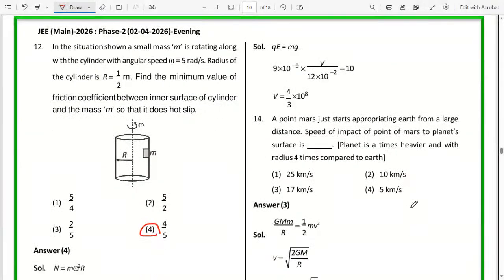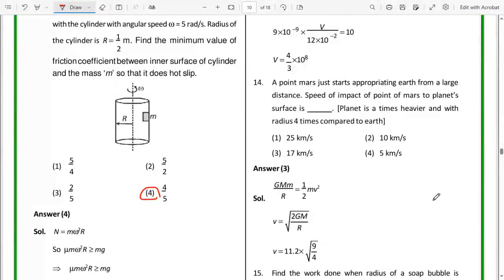A point mass just starts approaching Earth from a large distance. The speed of impact of the point mass on the planet surface is, the planet having a radius 4 times compared to Earth. So the correct answer for this question is 17 kilometers per second. Question number 14, option 3 is the correct option, students.